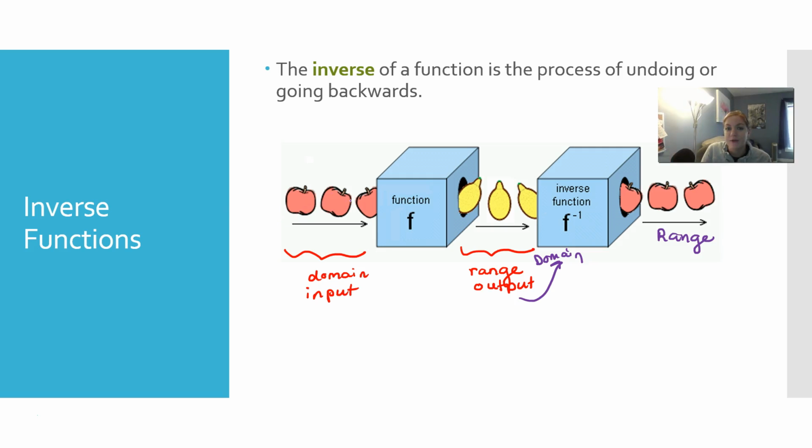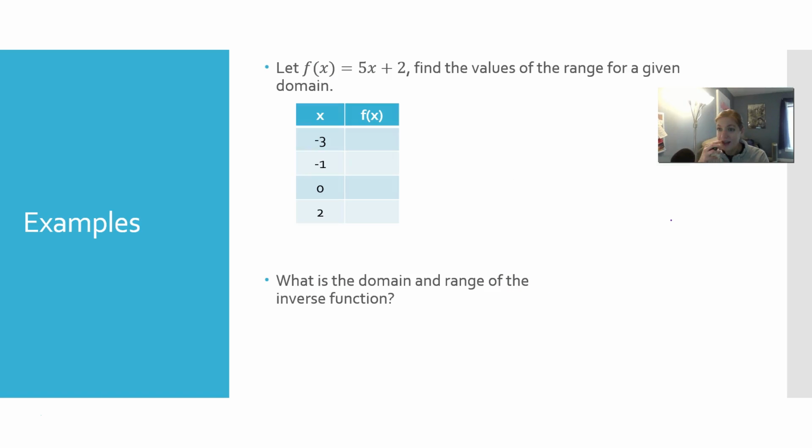That's what's happening here, right? Function f does something, gives you lemons. Your inverse function undoes that and gives you back the original apples. Now, I'm going to show you later on how to create inverse functions, but in this lesson, I just want you to recognize what an inverse is and that relationship between domain and output and how they just essentially flip-flop.